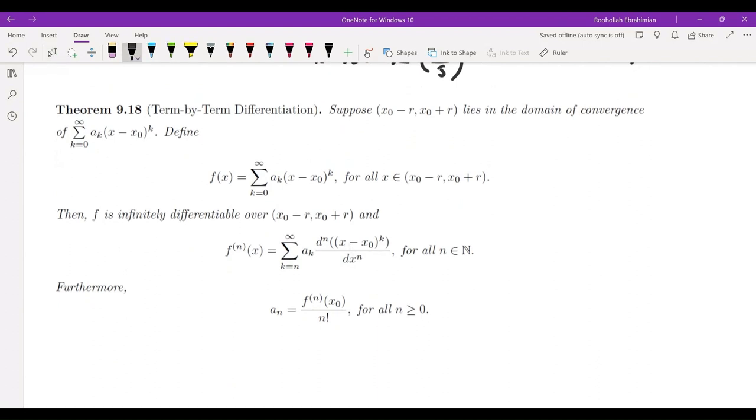So let's now look at an application of this. This is a very important application of what we just proved. Suppose the interval (x_0 minus r, x_0 plus r) lies in the domain of convergence of the power series. Then f of x, the power series with coefficients a_k centered at x_0, is going to be differentiable, infinitely differentiable in fact. And when you want to differentiate this power series, you can just differentiate each term, however many times you need to. In fact, the coefficients of this power series are given by f^(n)(x_0) divided by n factorial.